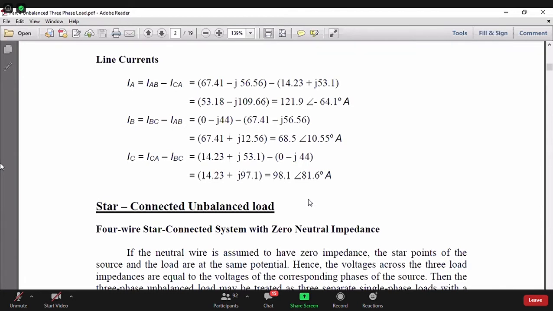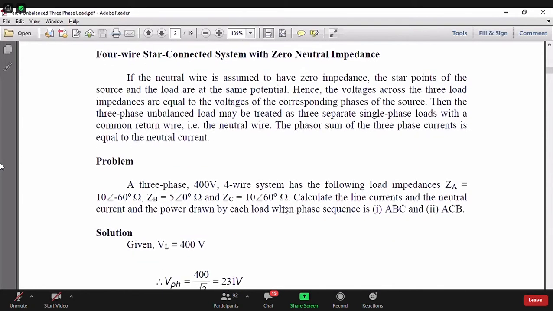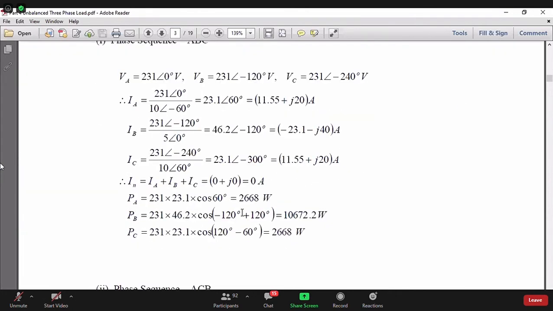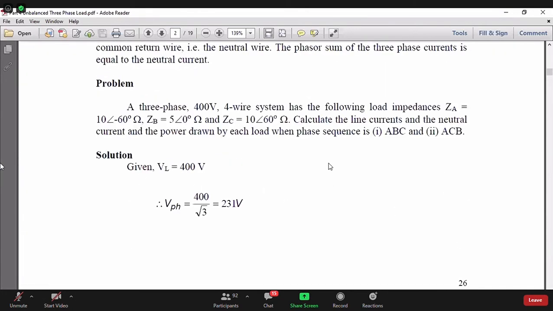4-wire star, another is 3-wire star. First, I start with 4-wire star, where the neutral is there with one assumption that the neutral has 0 impedance. It's an absolutely useless assumption because a neutral wire cannot have 0 impedance, but for solution, I am assuming neutral impedance is 0. So again, I show you a problem. Just read these 3 lines again. Problem.